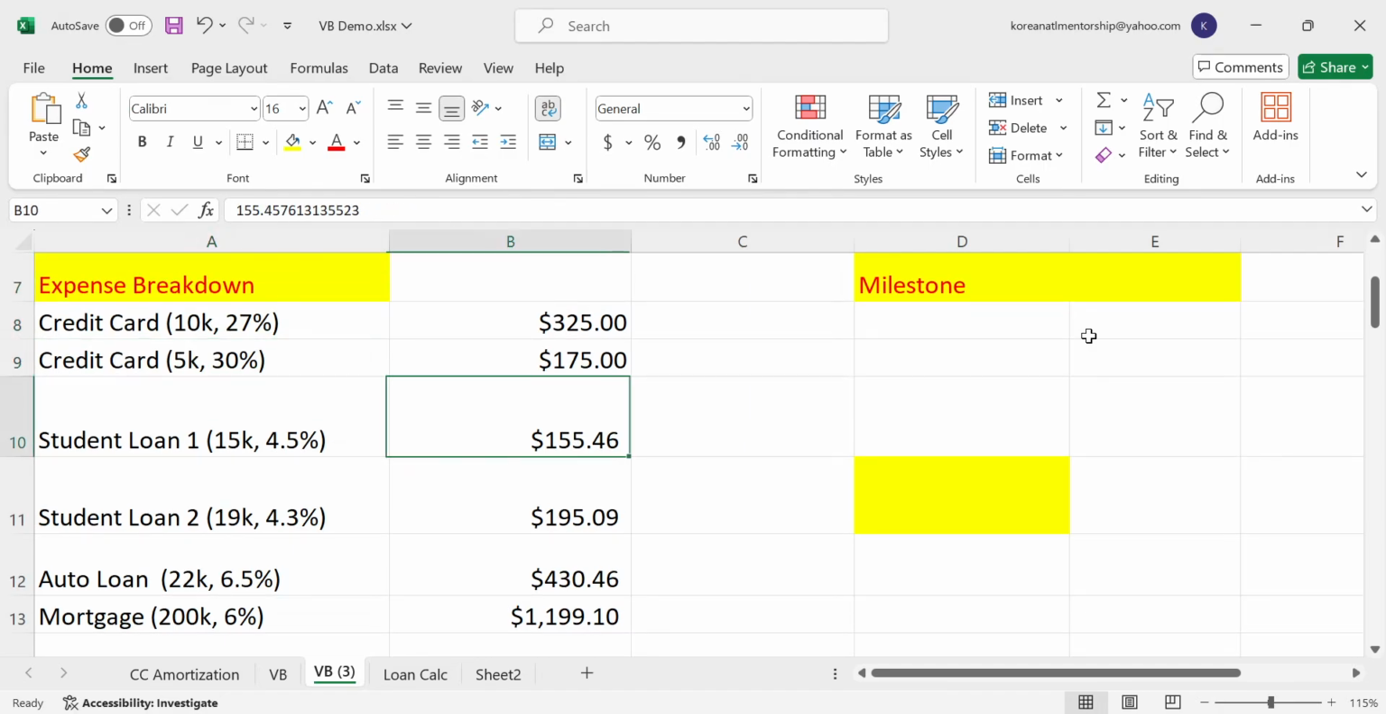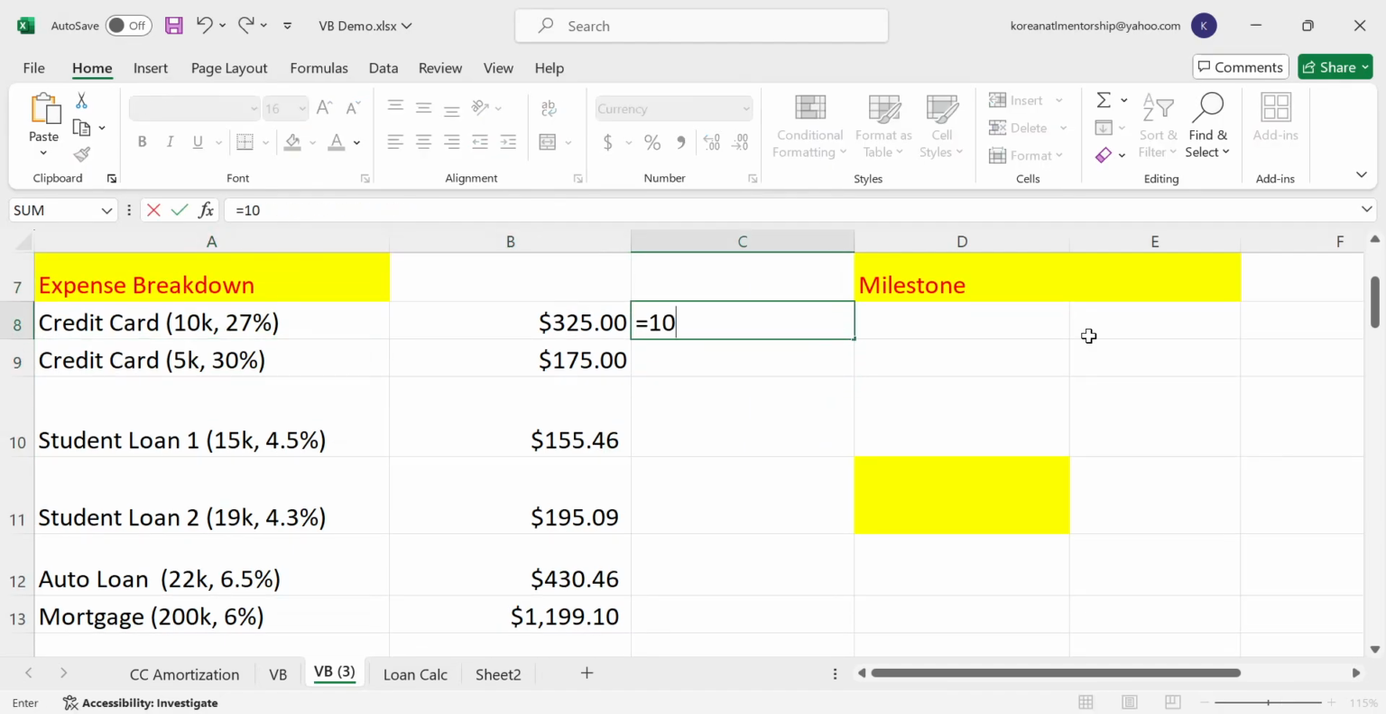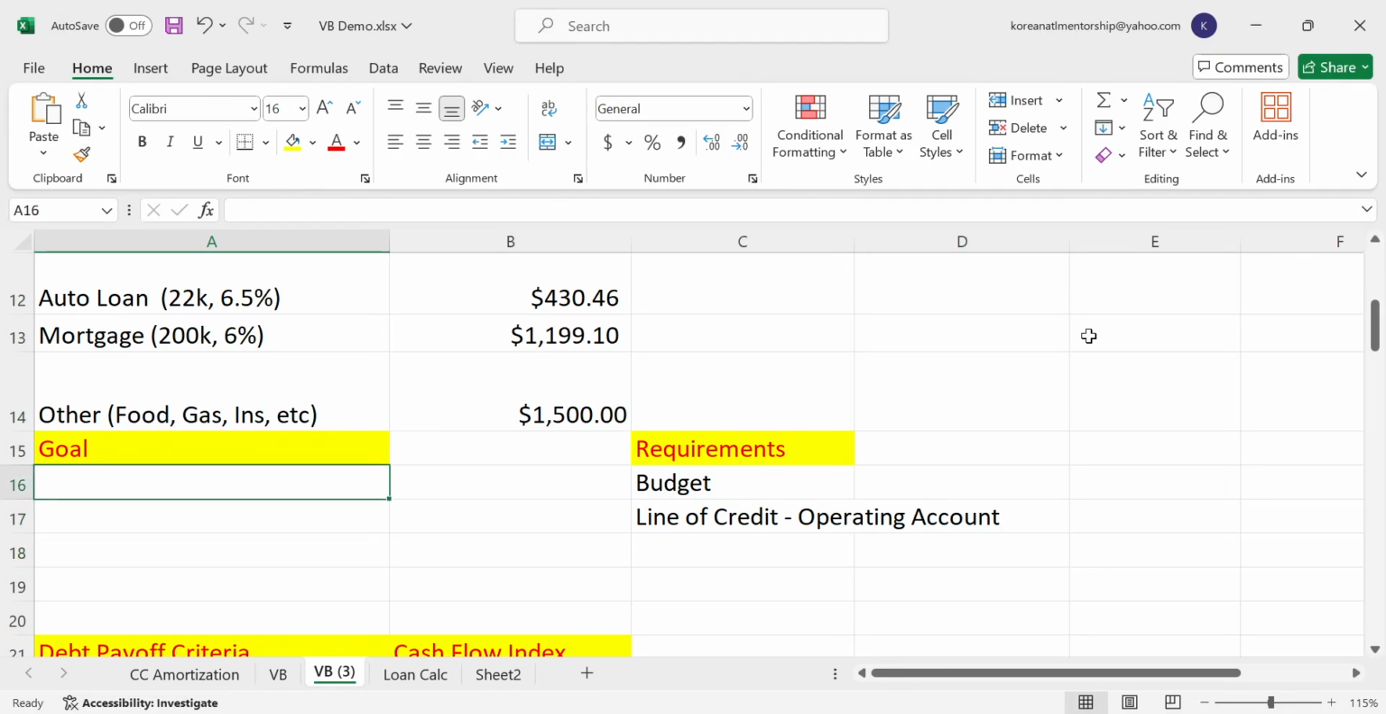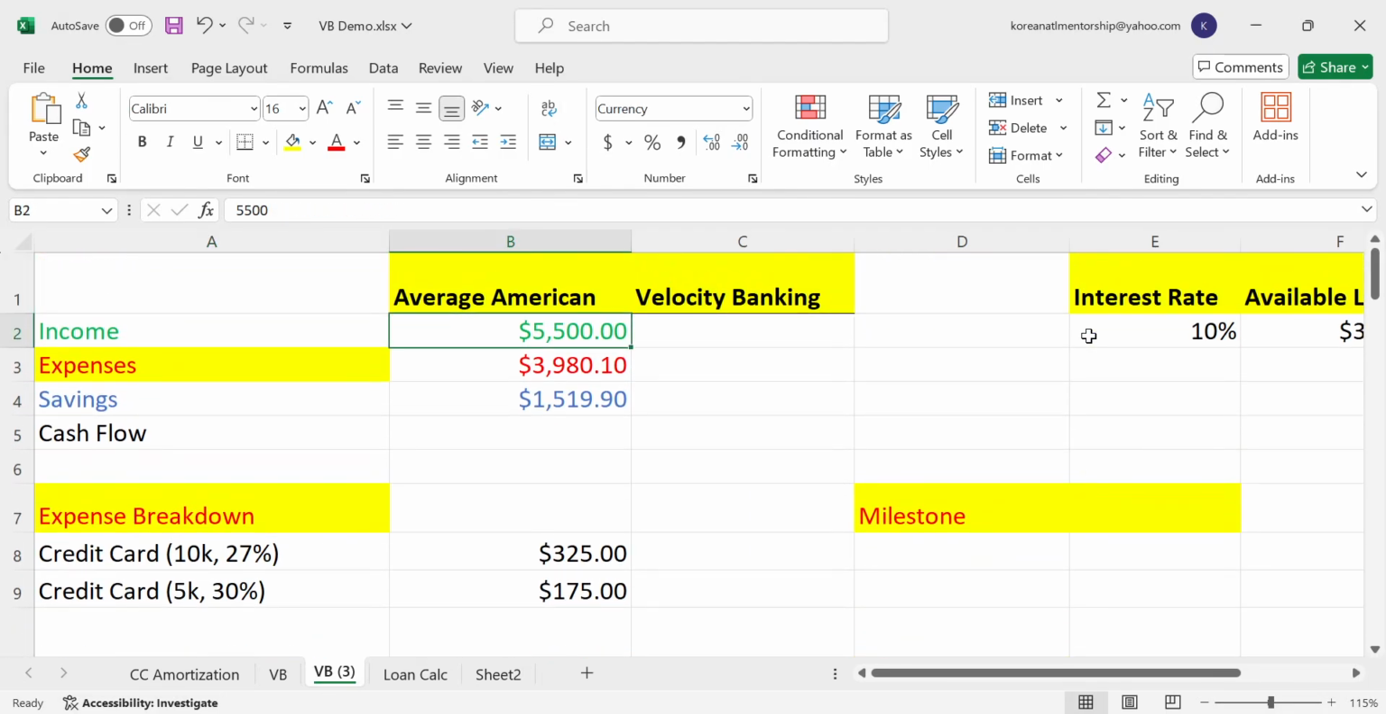So 10 plus 5 plus 15 plus 19 plus 22 plus 200. 271K. So our goal is to pay off 271K. Okay?